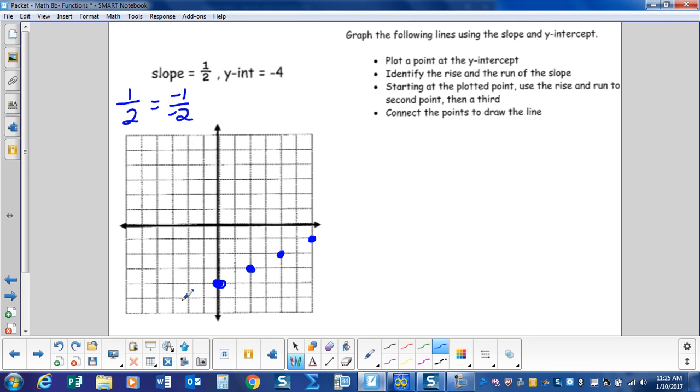Now to get some points this way, I'm going to use the second one. -1 over -2 is equivalent, so I can go down 1 and to the left. Down 1 and to the left. And then I can connect my dots and draw my line. Okay. So here's the graph of a line with a slope of positive 1/2 and a y-intercept of -4.